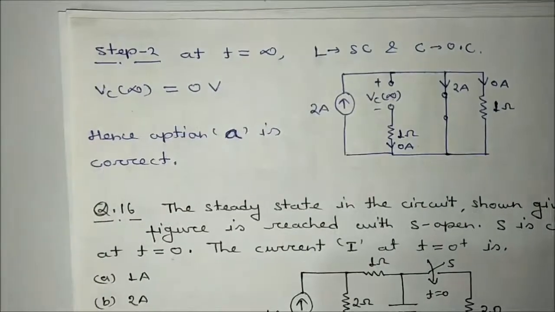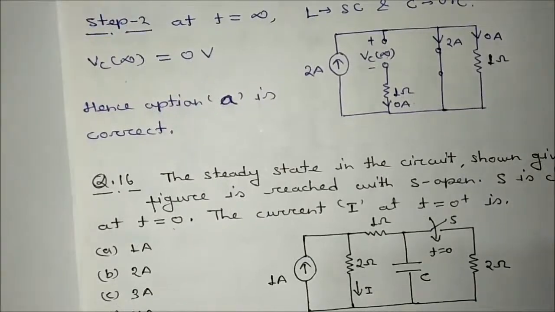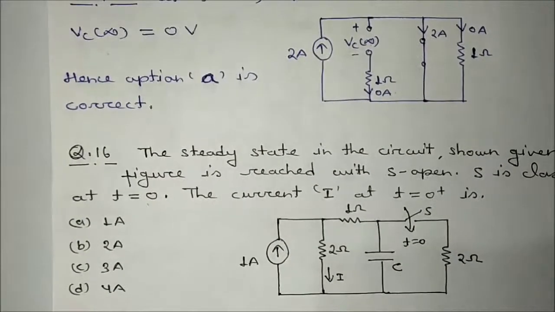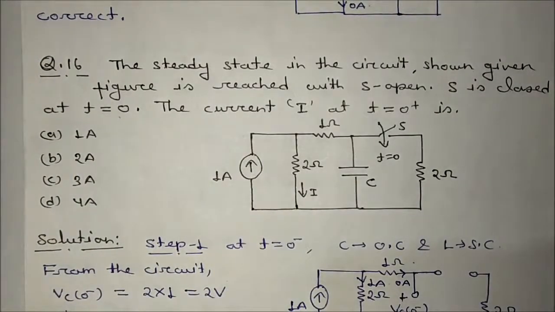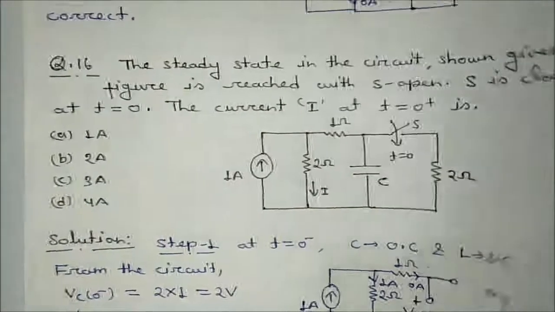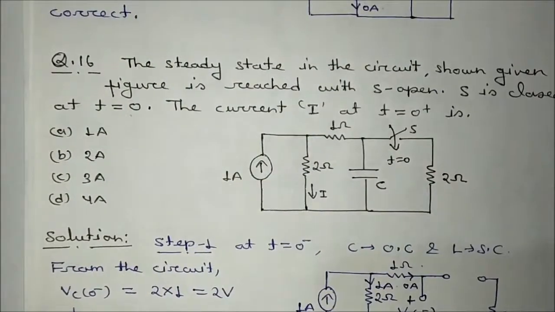Hence Vc0 minus we have got how much? 2 volt, and Vc infinite we have got what? 0 volt. Hence option A is correct. Now moving to the, I guess, last problem. Okay, moving to the next problem.